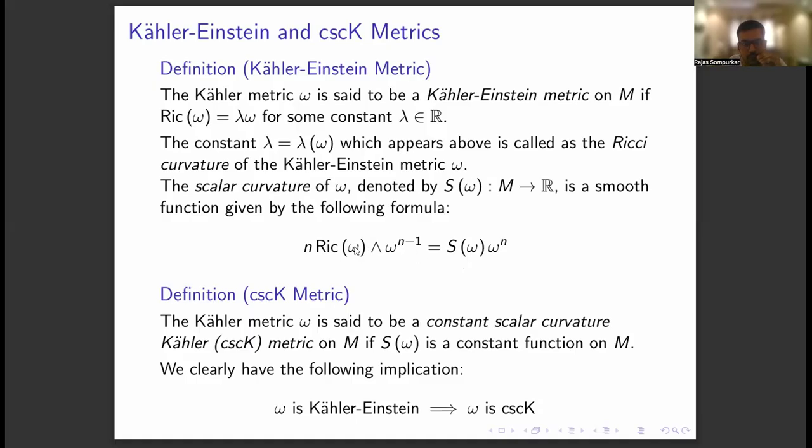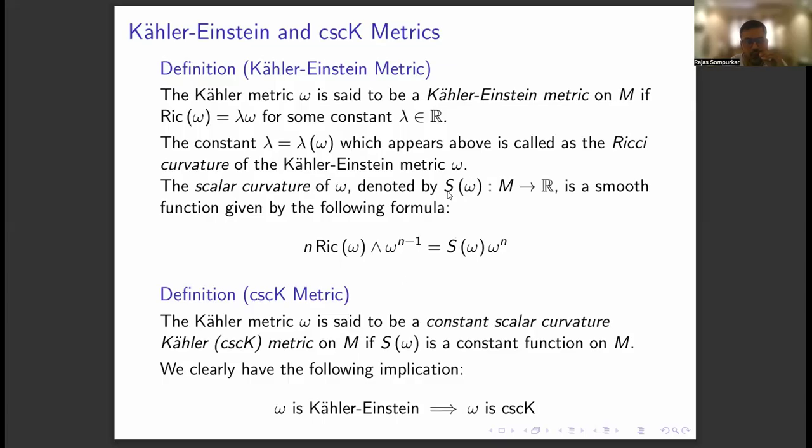two top dimensional forms on both sides, and then there always has to exist a unique smooth function such that this equals this, and that smooth function is precisely what we call the scalar curvature of the metric. So this S of omega is the unique smooth real valued function on capital M which satisfies this expression.